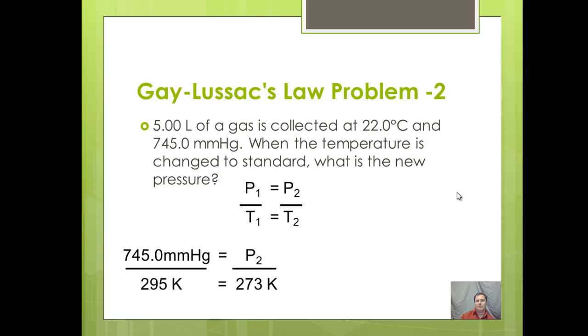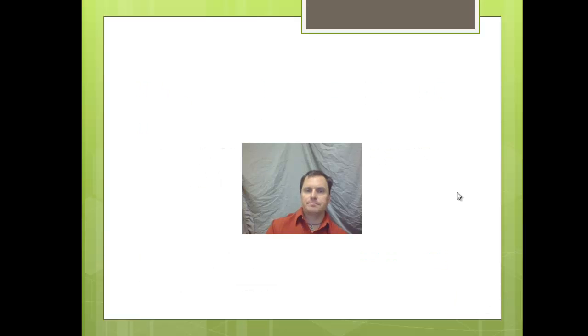How do we get that? Well, we took 22 Celsius plus 273. And then standard temperature, in this case, is 273 Kelvin. So when we rearrange and multiply, we end up with a pressure of 689.44 millimeters of mercury. Pretty straightforward on this one.